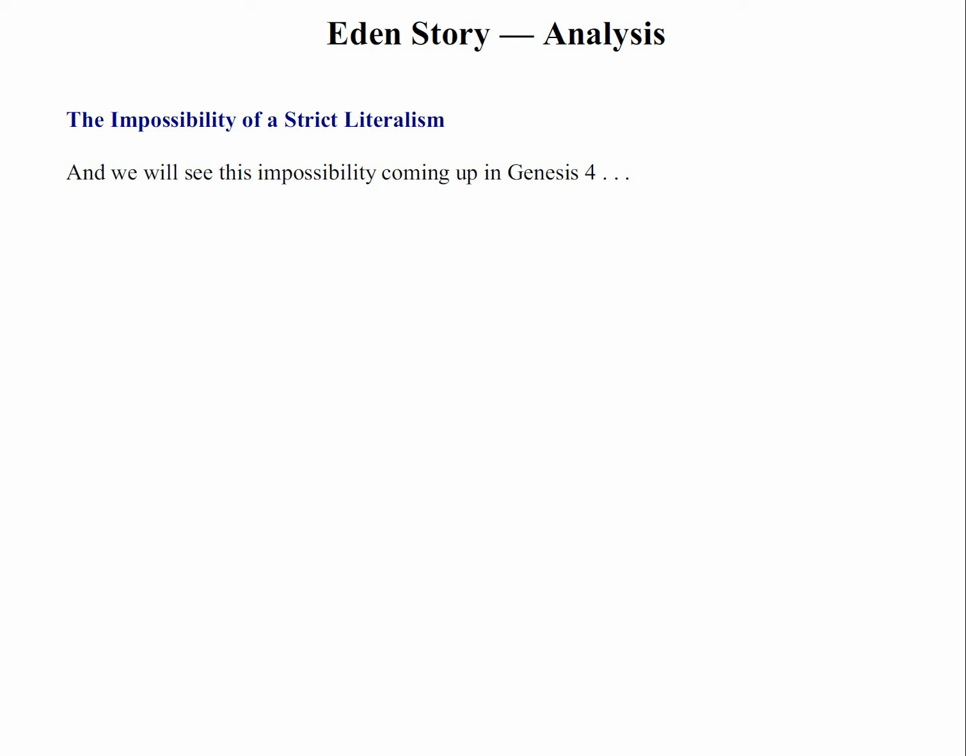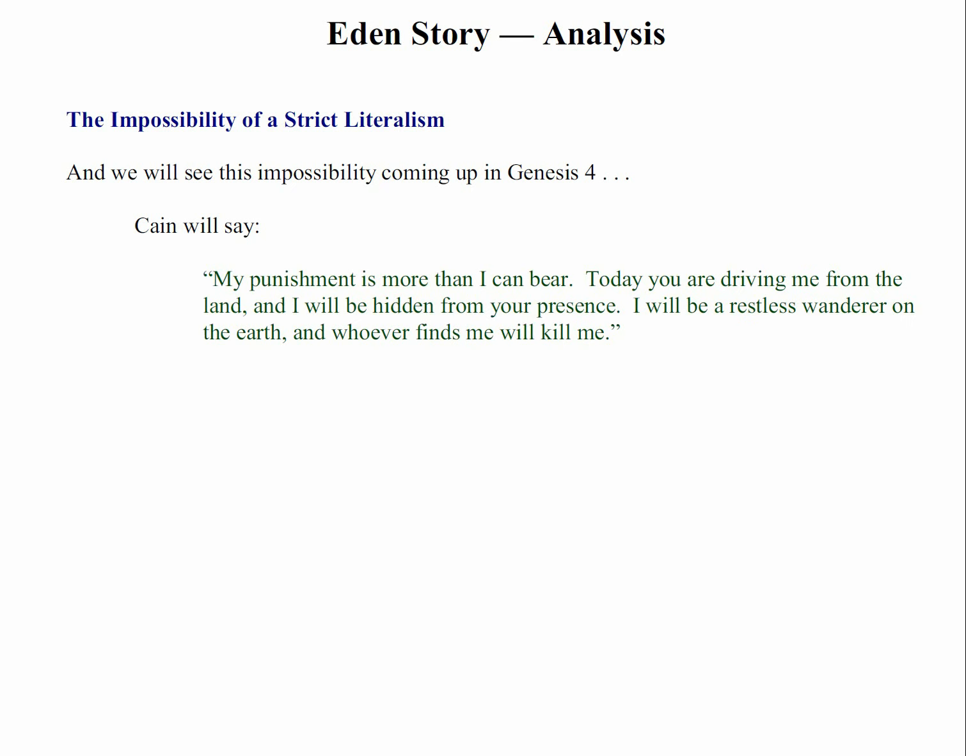And we will also see in the chapter that follows the Eden story that it's impossible to keep reading in a strictly literal way, because Cain is going to say, my punishment's more than I can bear. I will be a restless wanderer on the earth, and whoever finds me will kill me. Well, who is Cain afraid of? If we're reading strictly literally, there's Adam, Eve, and Cain. That's it.